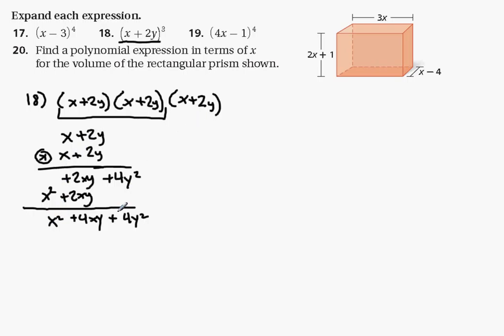Now, taking this answer, this product, we're now going to multiply this by the remaining x plus 2y times x plus 2y. So here I have 2y times 4y squared is 8y cubed, positive. 2y times 4xy is 8xy squared, positive again. And 2y times x squared is 2x squared y.